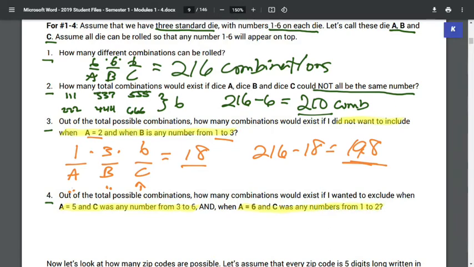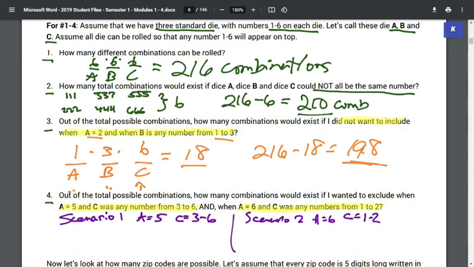So this one's a little different in the sense of now it's going to give me 2 scenarios here. So I got scenario 1 with A equaling 5 and C being any number from 3 to 6. So I don't want that. And then I have scenario 2 with A equaling 6 and C being any number from 1 to 2. So I need to take account both of these scenarios.